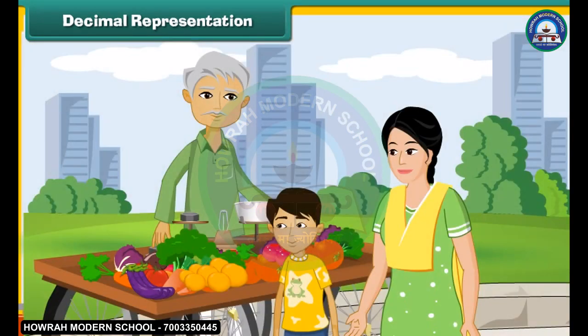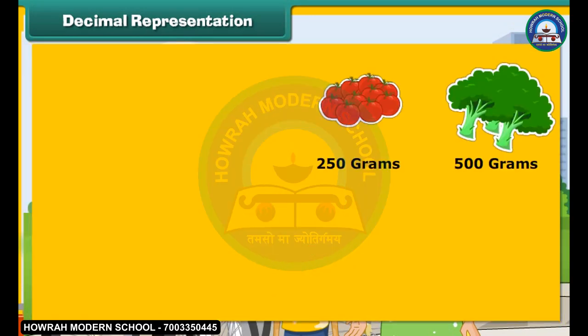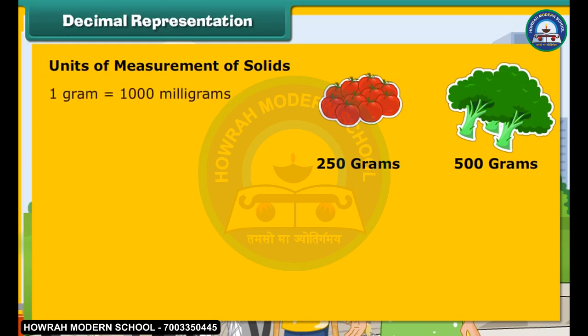Akshay accompanied his mother to the vegetable market. There, he saw his mother buy 250 grams and 500 grams of different vegetables. He wanted to express the quantities purchased as kilograms. To be able to do so, Akshay must first understand the units used to measure quantities of solids. 1 gram is equal to 1000 milligrams. Therefore, 1 mg is equal to 1/1000 gram.